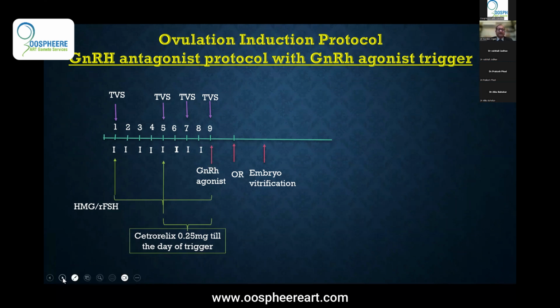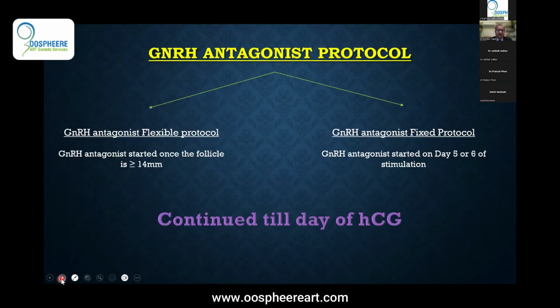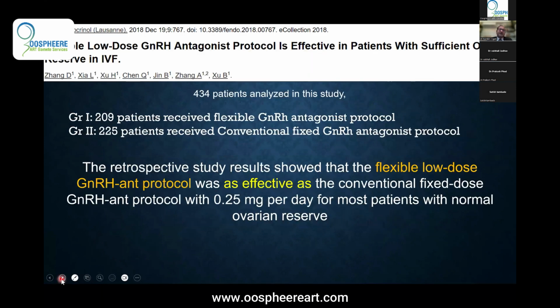There used to be a principle that at least a minimum of 8 to 9 hours time interval we should keep between the last antagonist dose and the trigger, which is completely false. It's not required. At least 24 hours. If you have more than a 24 hours time interval between the last antagonist and trigger, you must repeat it on the day of trigger. So remember that. So we have understood flexible and fixed day protocol. Fixed is on day 5, day 6. Flexible when the follicles reach more than 14.